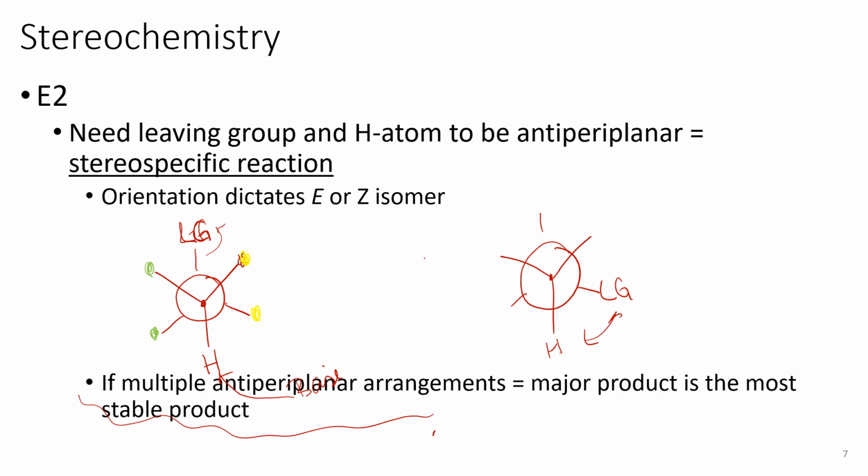If we have multiple anti-periplanar relationships, the major product is once again going to be the most stable product. So if we have multiple hydrogens on the front carbon atom, and it can adopt a variety of different anti-periplanar relationships, we're always going to go with the most stable product in terms of which anti-periplanar relationship we will adopt. So let's look at a couple of examples on how we're going to use this relationship to help us come up with the E and the Z orientation.